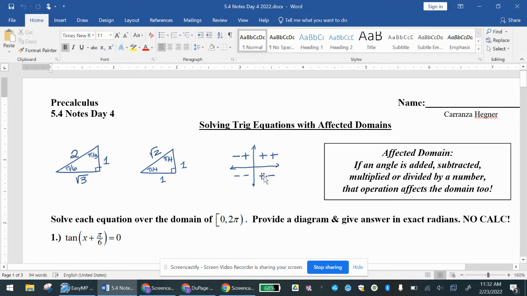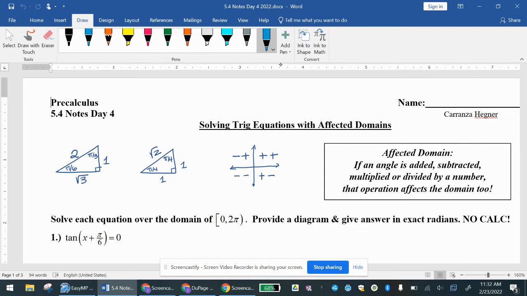Also remember the signage for each quadrant. Cosine is the x and sine is the y, right? So cosine, sine is x, y. And tangent, that's also important to remember, tangent is y over x.